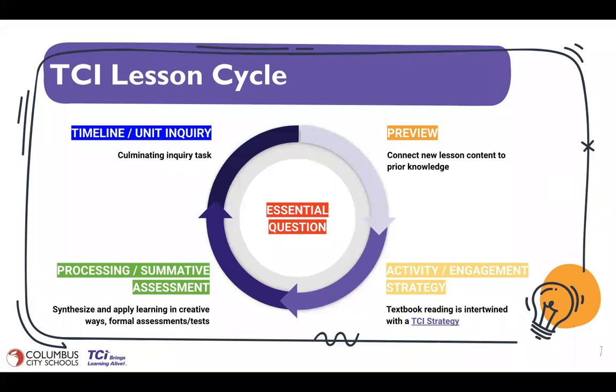And then secondly, this is the activity or engagement strategy phase. This is where the textbook reading is typically intertwined with one of those 6 TCI strategies. We're going to cover 3 of the TCI strategies today. Sometimes the TCI strategies are also part of preview activities as well, but mostly they're incorporated into this core part, this activity or engagement strategy. And this is where the textbook comes into play as well.